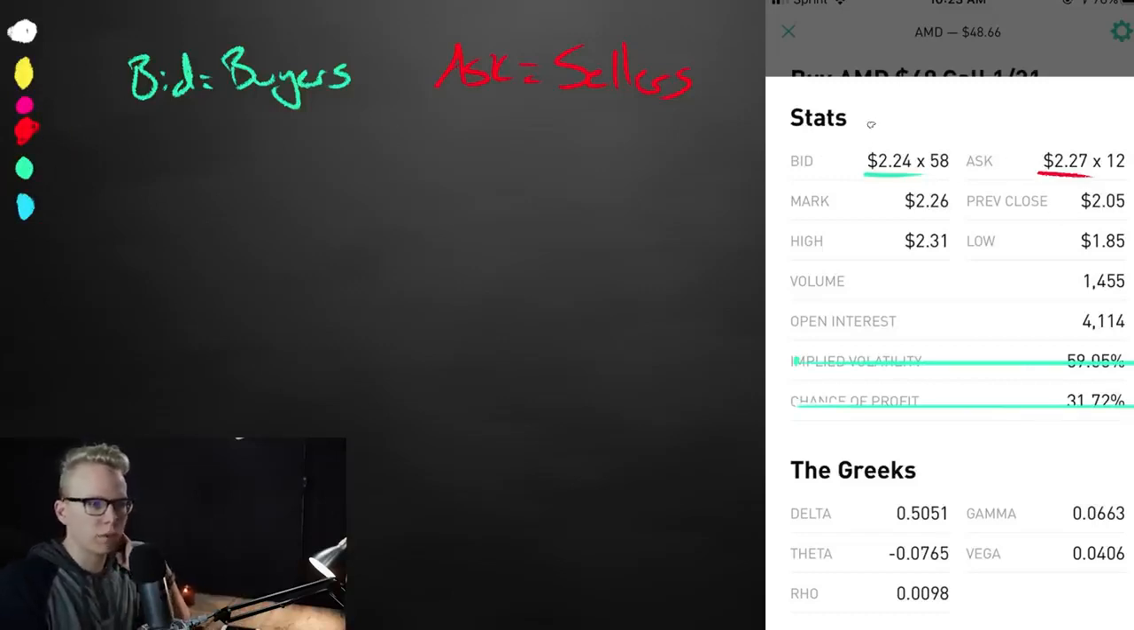So this represents where people are buying and selling. And you can see how many people are buying and selling because you can see the number right next to it. So there are 58 orders at the price of $2.24. Those are buy orders. There are 12 orders at the price of $2.27. Those are sell orders. That difference between the bid and the ask, the 3-cent difference in premium, is called the bid-ask spread.